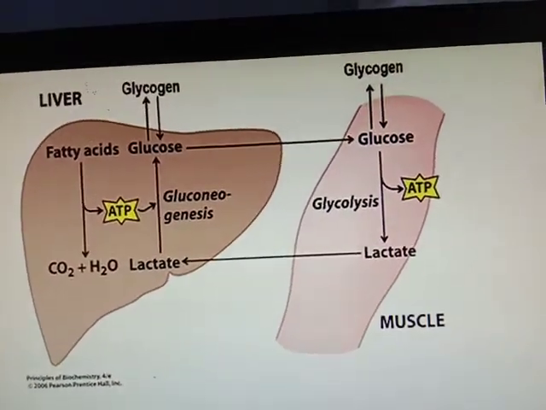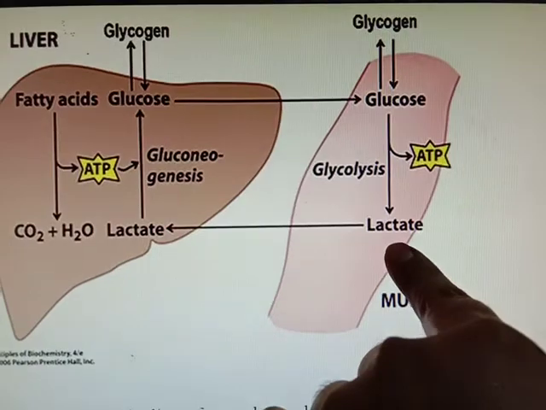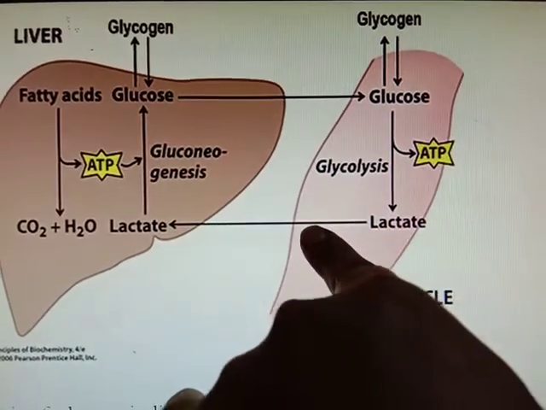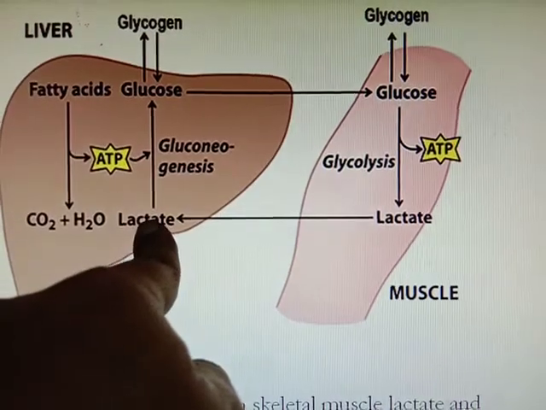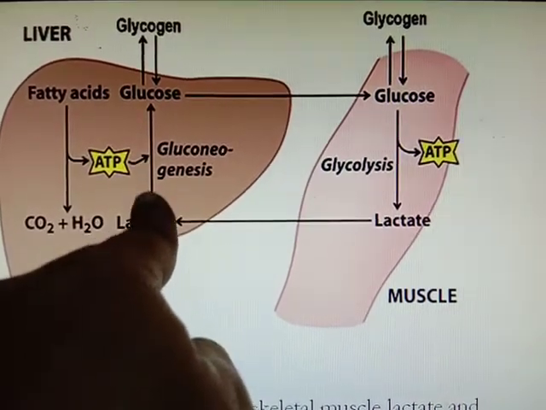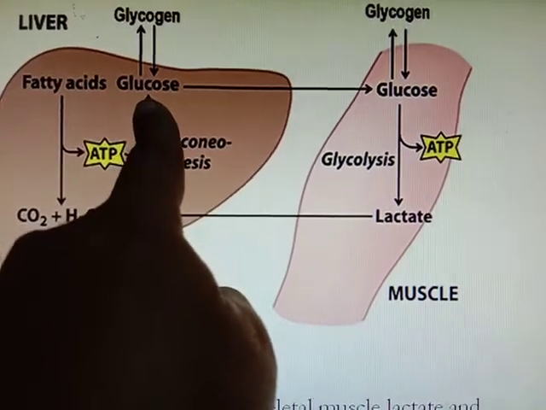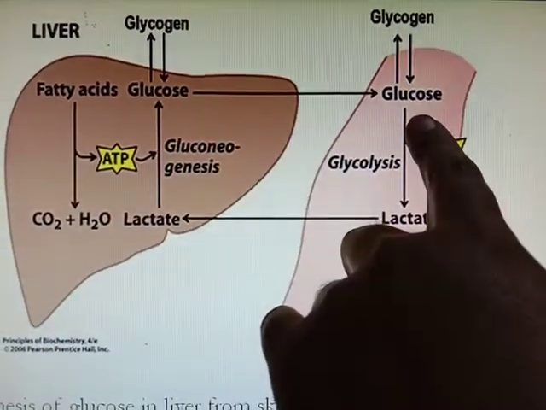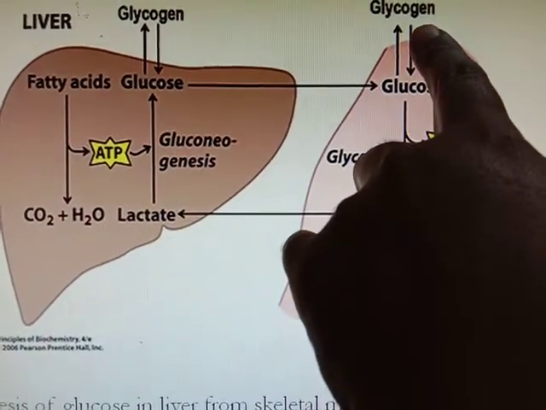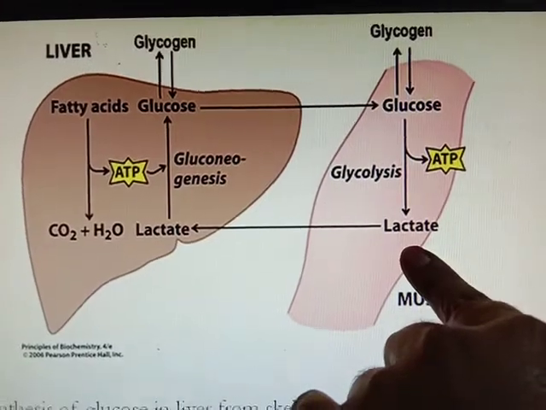Here, glucose in anaerobic glycolysis will convert into lactate. Then lactate from the plasma is transported through the blood to the liver. In the liver, lactate is converted into pyruvate, and then by gluconeogenesis it forms glucose in the liver. Then this glucose is transported back to skeletal muscle, where it is stored in the form of glycogen or will be utilized by glycolysis to form lactate.